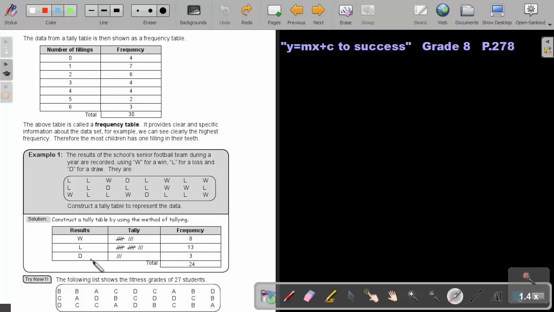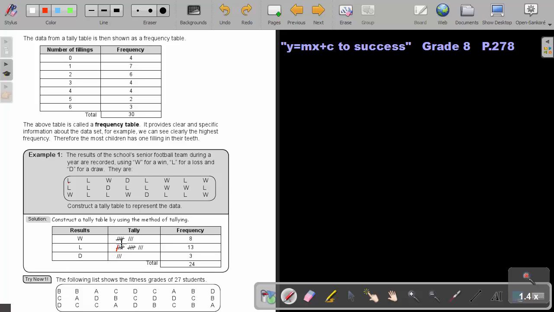Okay, but let me show you how we do this one. Now, what I'm going to do is I'm just going to indicate for you. I think what we can do is we can take a red, and it's going to work. The results of the school senior football team during a year are recorded using W for a win, L for a loss, and D for a draw. Okay, there are the scores, the raw data. Construct a tally table to represent the data. Okay, so basically we start there at that one. So if that's an L, we just make that stripe.